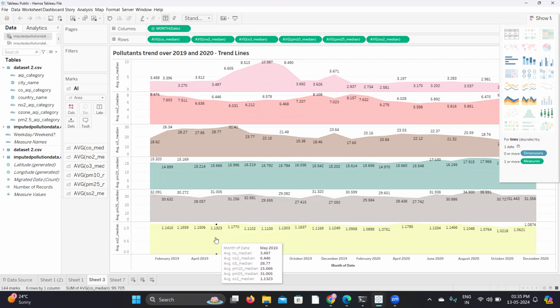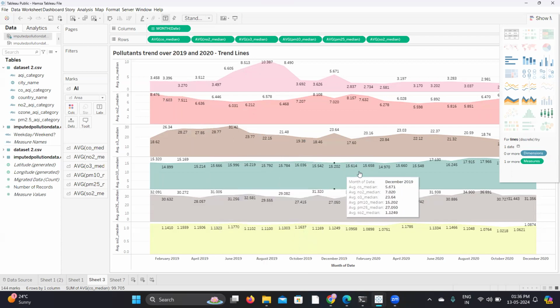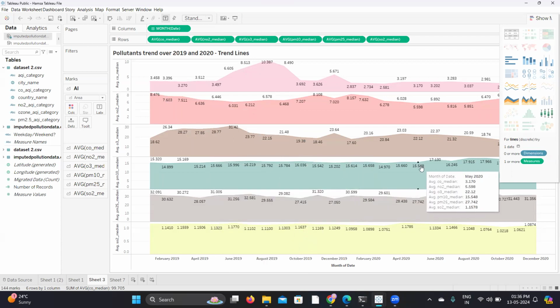So these patterns show seasonal fluctuations in pollutant levels, such as the increase of O3 during warmer months, or variations in PM2.5, or variations in PM10. We can say that all these variations might happen because of many reasons, such as the COVID-19 pandemic, which had significant impacts on emissions due to reduced human activity too.